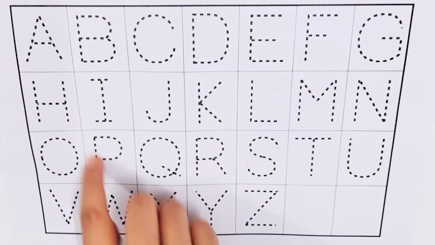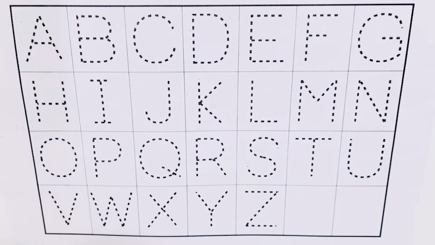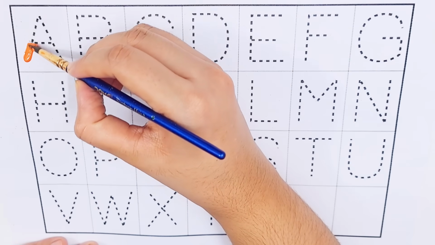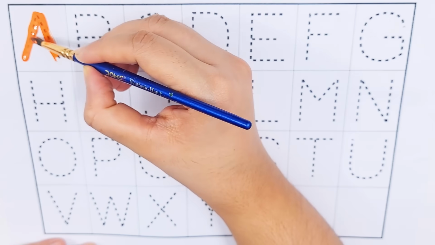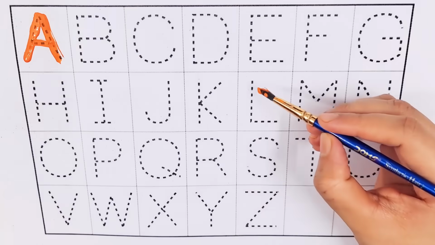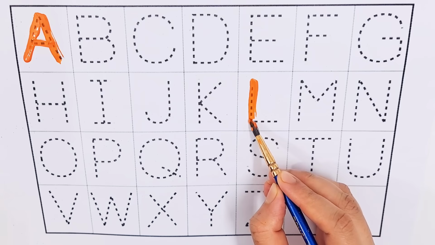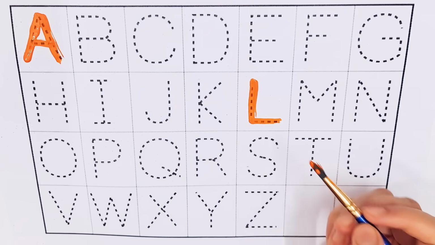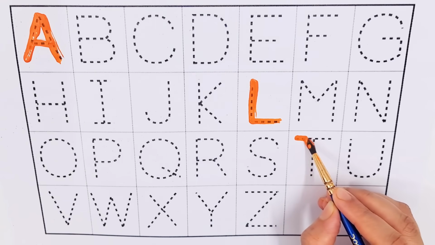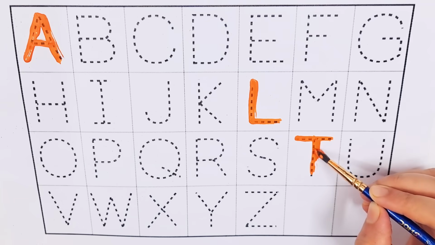Today we'll learn some alphabets A, B, C, D. A for aeroplane. L for lemon. T for train.